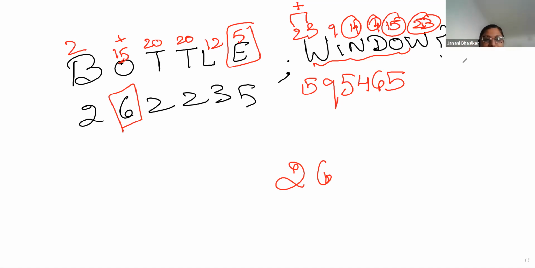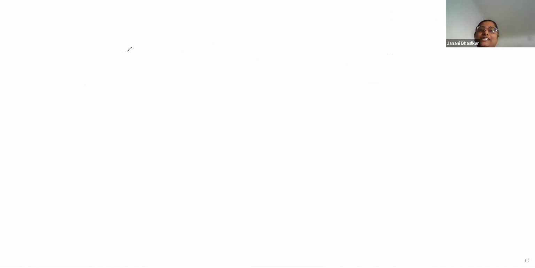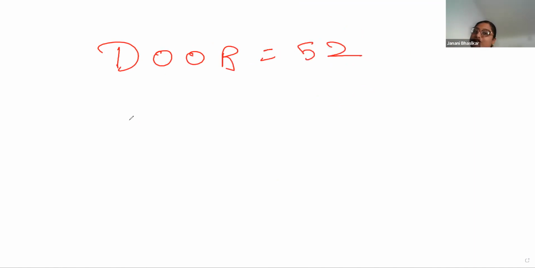So before we wind up, I have one last question for you. Are you all finding this interesting? So can you go for one more question? Are you ready for that? Okay, so here we go. If door is written as 52, what is the code for the word note?